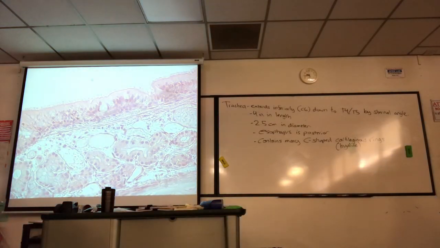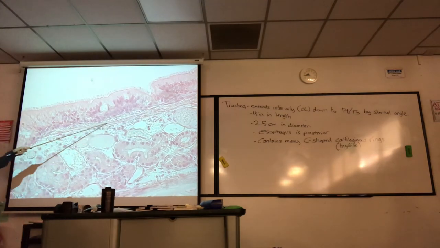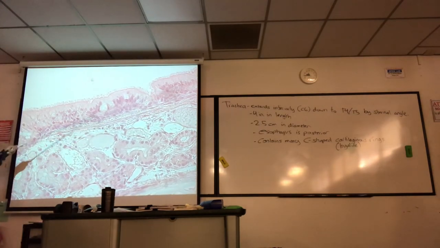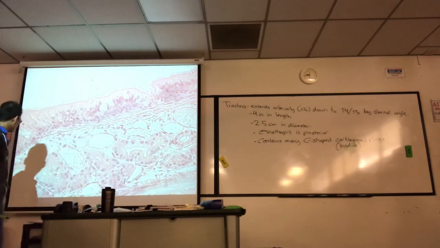So here's an even closer up view, 400x. Here's a good view of the mucosa. What I want you to know is this epithelium. It's ciliated, pseudostratified. It looks like there's many layers, but it's only one layer. Ciliated, pseudostratified, columnar ET with goblet cells. Okay, so let's write that down. And also there's this connective tissue basement membrane. It's called a lamina propria. That constitutes the mucosa of the trachea.